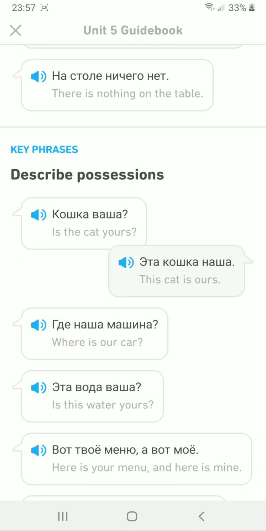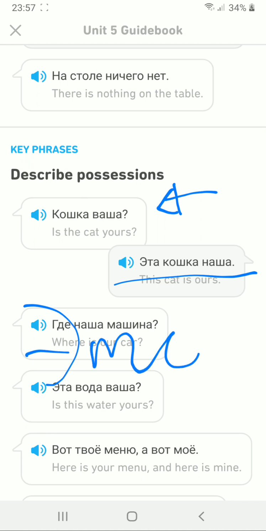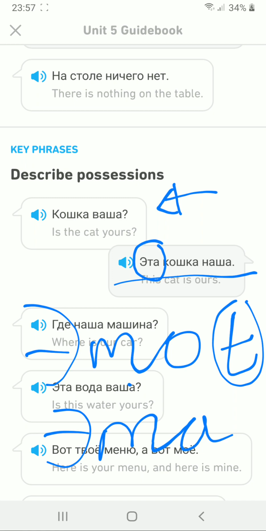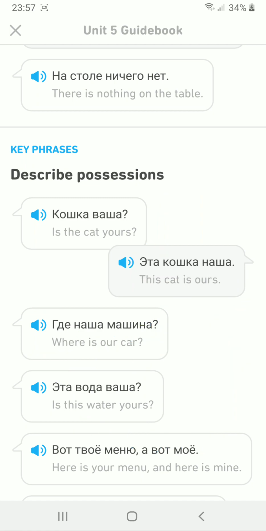Now we have describing possession. We know кошка ваша. Is it your cat? Is a cat yours? Это наша. Это кошка наша. So it is our cat. Notice that это is written like this now. Это. And this is not an M. It is a T. This sounds like T in Russian, but it is written like a T only in printed letters, Russian printed letters. So the cursive is completely, well, much different. There are so many differences, yeah, in cursive. The letters are very different.